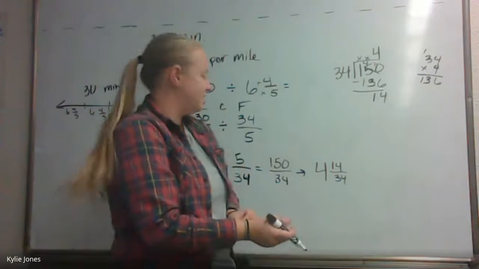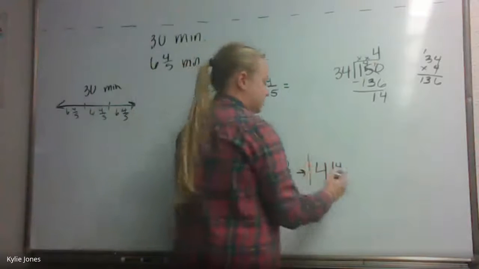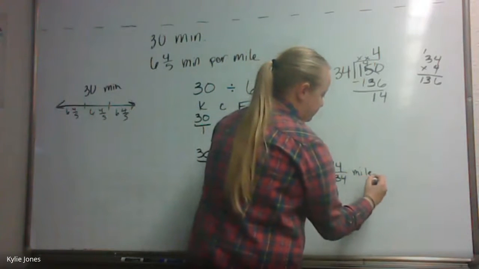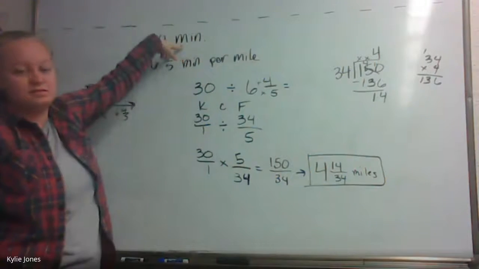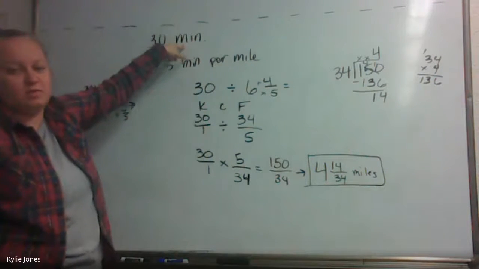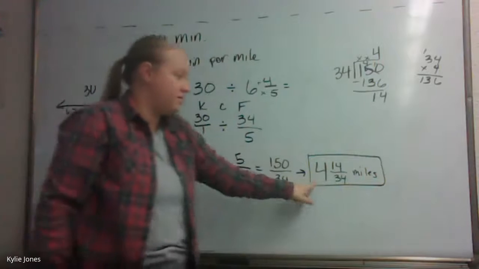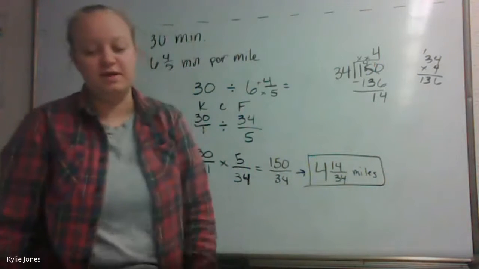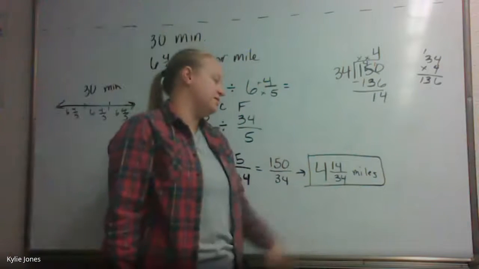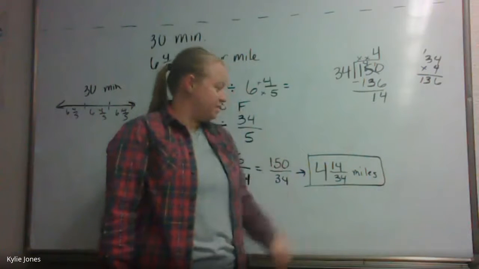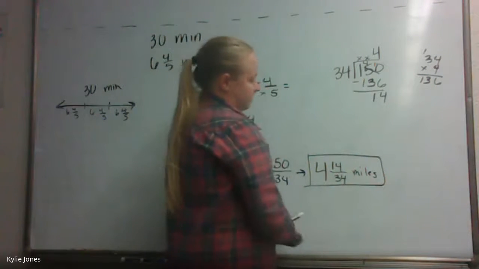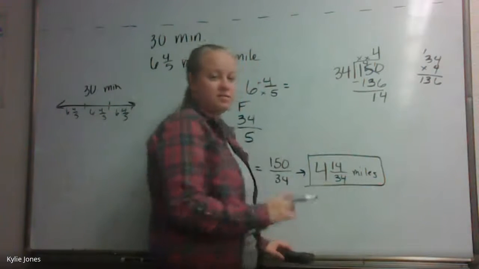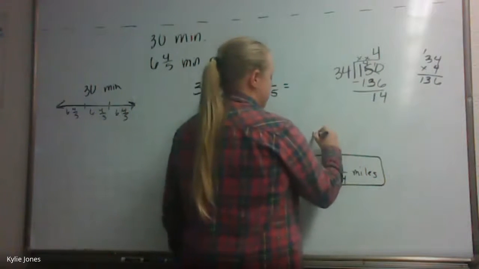All right. So here's our answer here. In 30 minutes, he can run 4 and 14/34 miles. We could actually simplify this a little bit. What would this simplify to? What number goes into both 14 and 34?